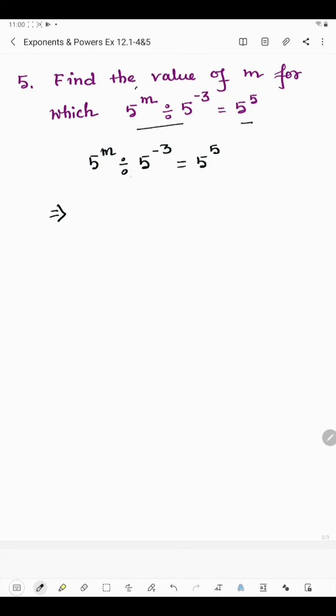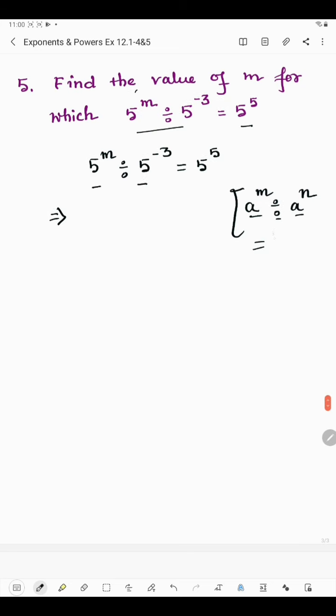Now here we have the same base. So when we have the same base, say a to the power m divided by a to the power n, when we have the same base and in between a divide sign is there, then we write the base and subtract the powers. So we will apply this law over here.